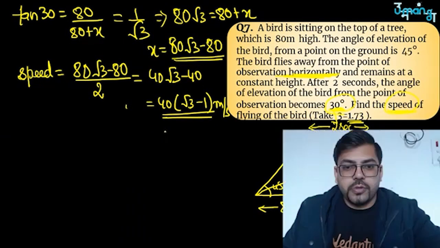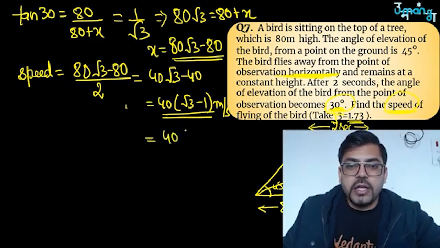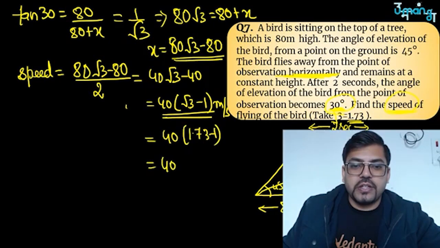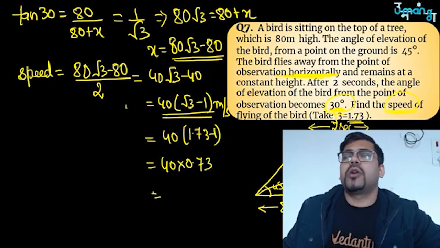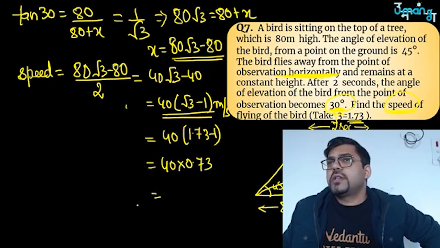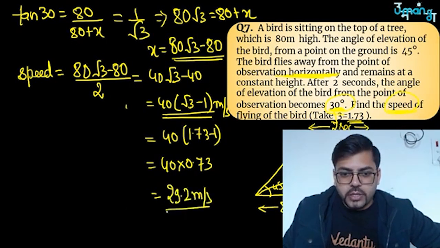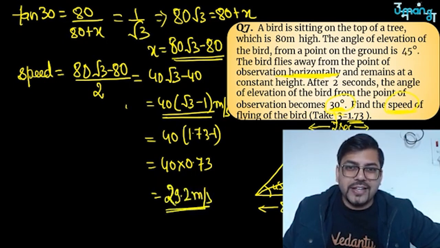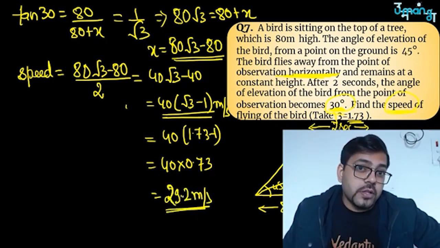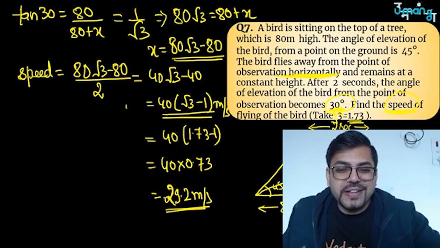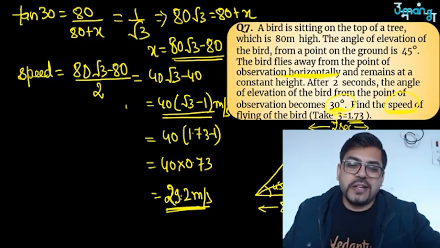Let me just put my camera here. So this will have 40 into 1.73 minus 1. So that is precisely 0.73. So 40 into 0.73. And now you will calculate. If I am not wrong, 4 3s are 12, 2, 1, 28, 29.2. So 29.2 meters per second. I don't know any bird who flies so fast, but anyway, it is given that this bird is flying at a speed of 29.2 meters per second.